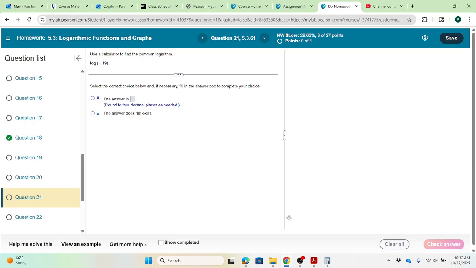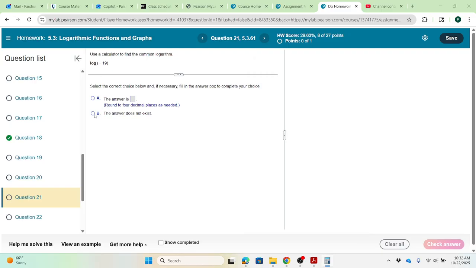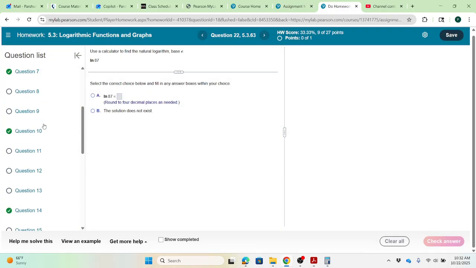Log of negative 19, use a calculator. First type 19, then negative, and then log. The value is invalid because the log function is not defined for negative values, because the input of the log function comes from the output of the exponential function, and the output of the exponential function is all positive numbers. Okay, that's all for this section.